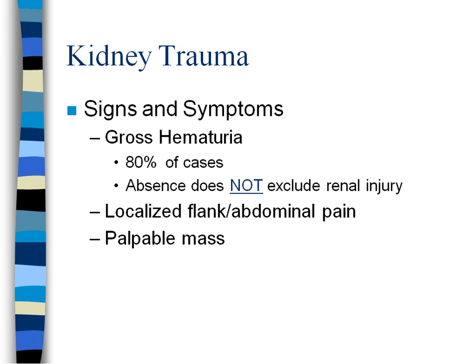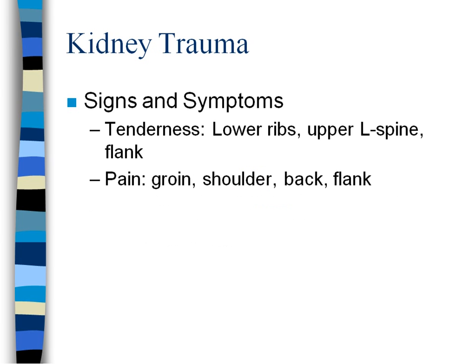Localized flank and abdominal pain, of course, or palpable masses. Okay, signs and symptoms. Tenderness at the lower ribs or upper lumbar spine or the flank. Right? Everybody knows where your flank is? Yep. Pain can also be in the groin, shoulder, back, or flank. Okay?